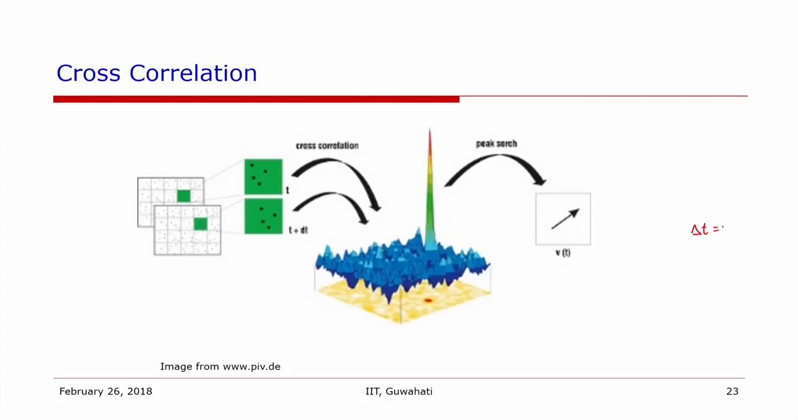We already know delta t is the time gap between two laser pulses, and delta x is estimated from the cross correlation of the two images. So, one can estimate the velocity as delta x over delta t, or the x component of the velocity, let us say v_x, is delta x over delta t, and v_y is delta y over delta t.